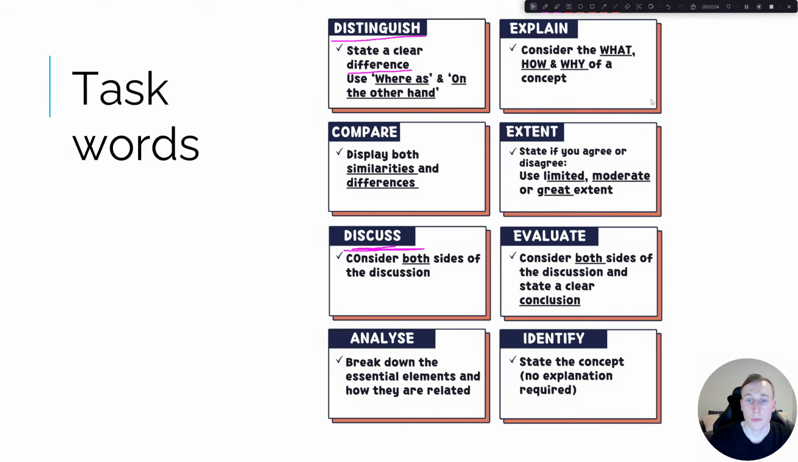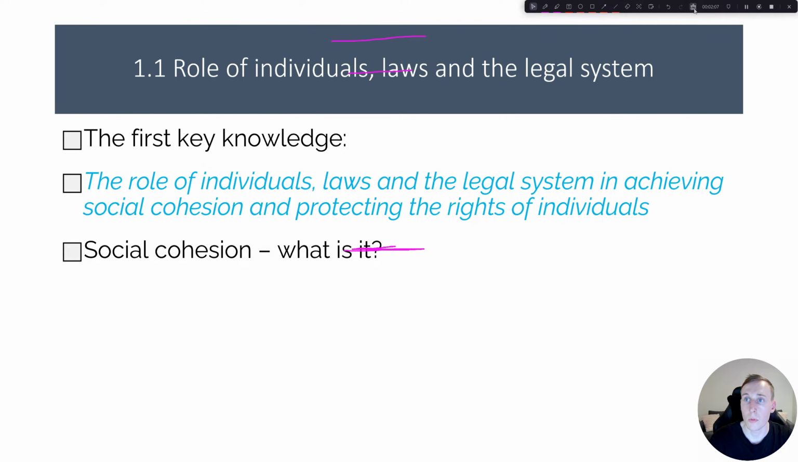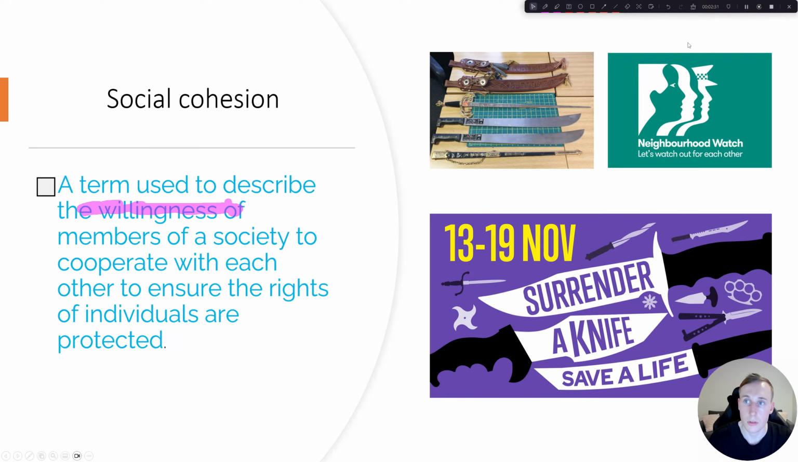So starting off with our very first key knowledge area, the role of individuals, laws, and the legal system. What we need to first make sure we really know is this term known as social cohesion. It's the very first key knowledge area. And we need to know how social cohesion helps protect our rights as members of a community. When we move on to the definition, I highly recommend as you're watching the video taking some notes and pausing to make sure you take in the content that we're going through today.